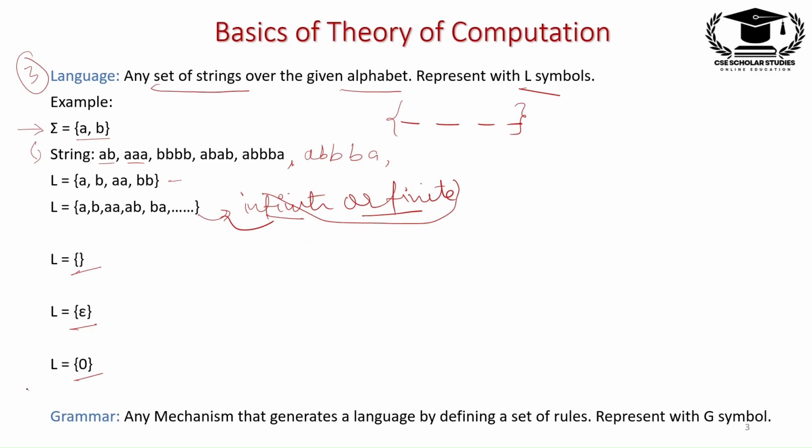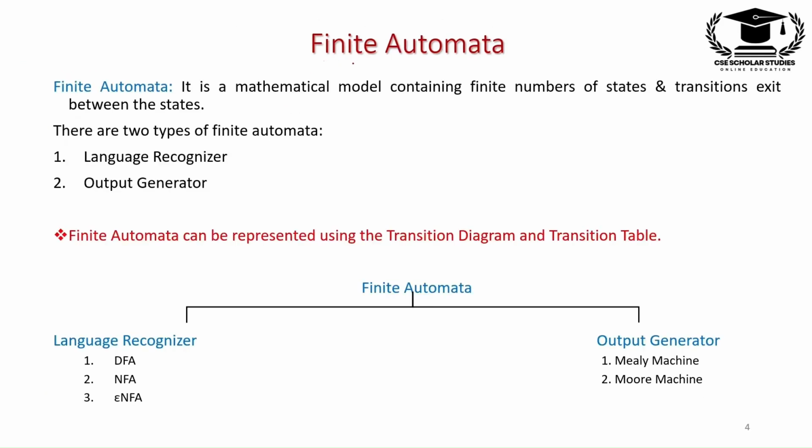Next topic is grammar. What is a grammar? Any mechanism that generates a language by defining a set of rules is a grammar, and we represent it with the symbol G. Next topic is finite automata.